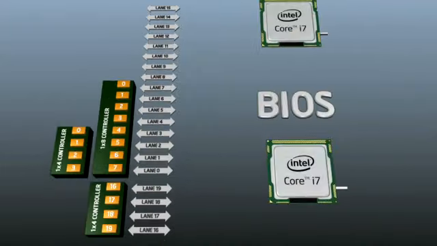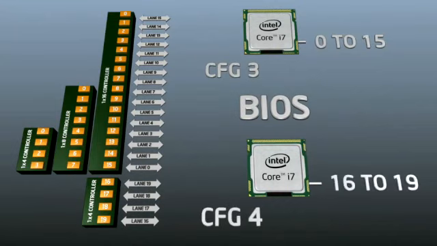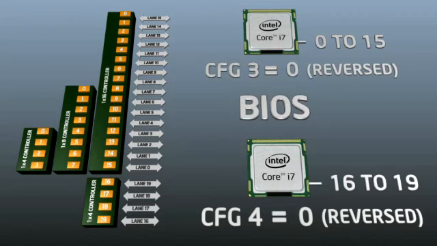The normal or reversed configuration is determined by the CPU configuration pins CFG3 for PCI Express lanes 0 to 15 and CFG4 for lanes 16 to 19. A value of 1 on these inputs would indicate normal operation, and a 0 would indicate reversed mode of operation.